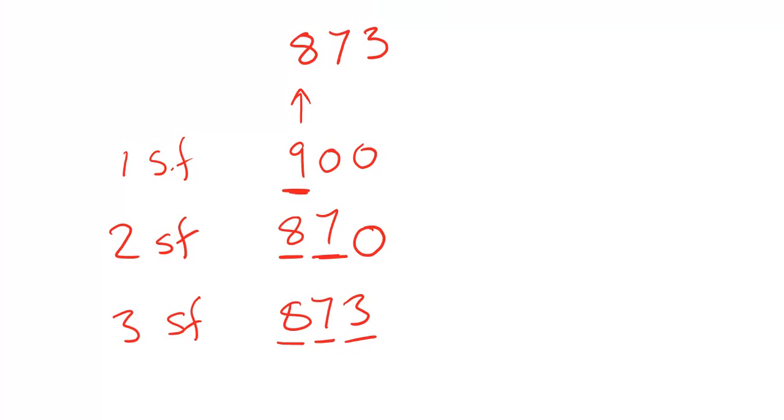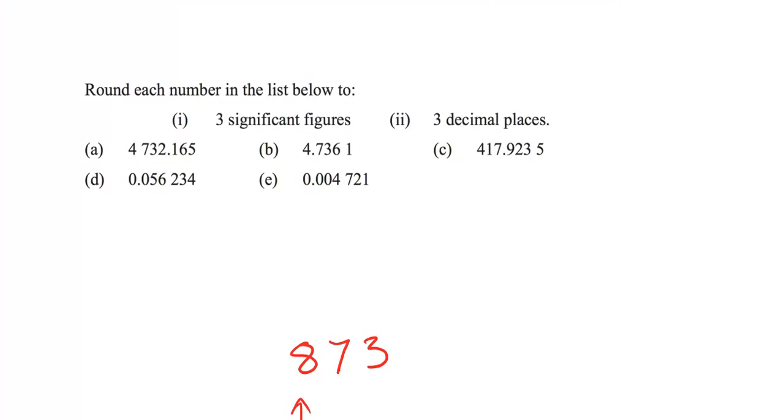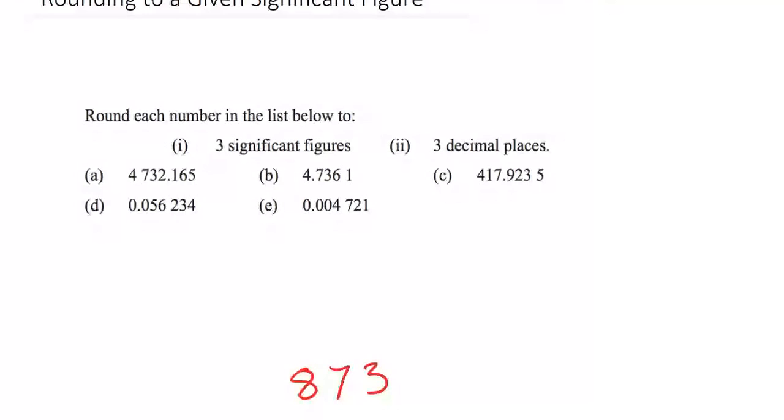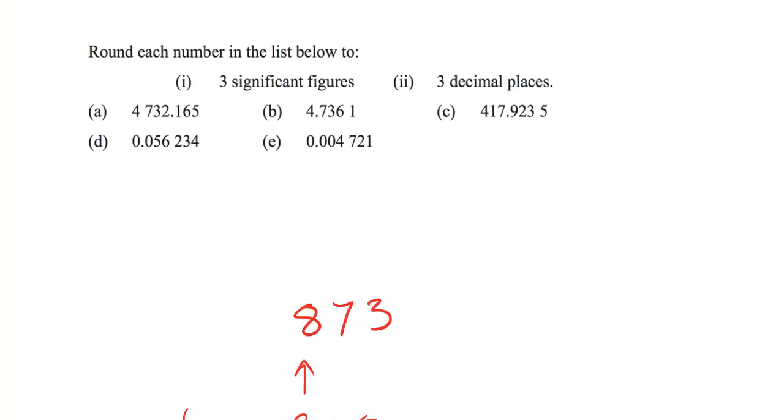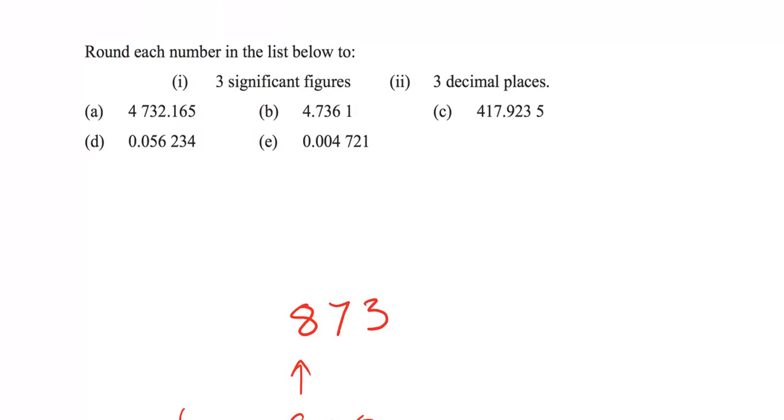So in general, this is how we do it, but we have to be a little careful. In some cases, there are a few nuances we need to work through. So let's use these examples to help us understand those. In this example, we're asked to round each number to three significant figures and to 3 decimal places. And this is really going to help us to understand the difference between the two ideas.